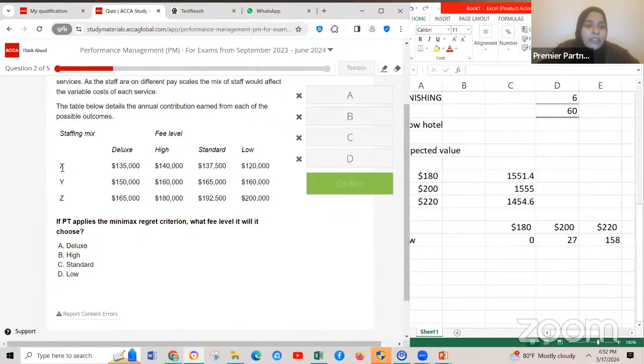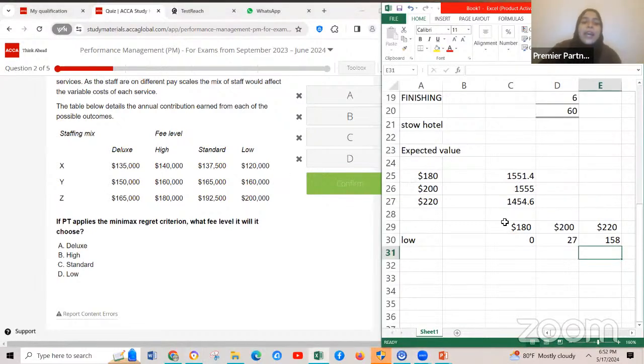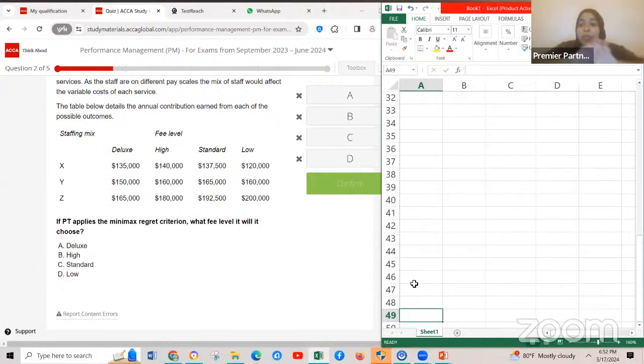So if the staffing mix was X, these are the different profits. If it was Y, these are the different profits. And if it was Z, these are the different profits. If PT applies a minimax regret criterion, what fee level will it choose? So you have to do the entire regret table now. So let me do the regret table. You'll do one by one. We'll do X then.